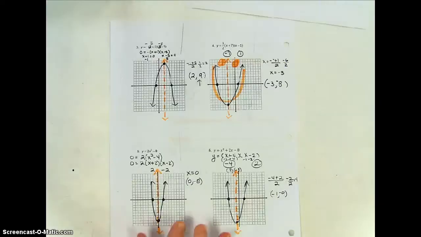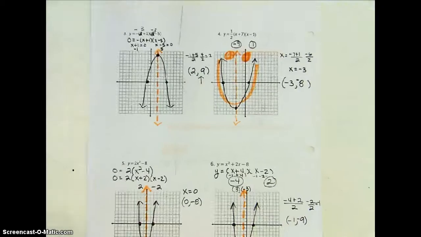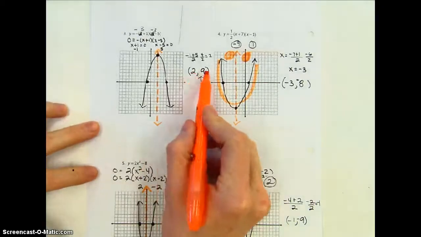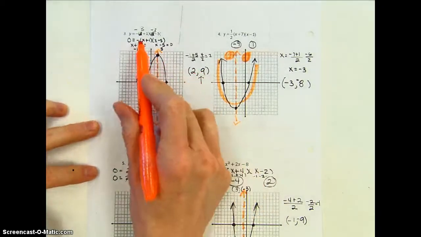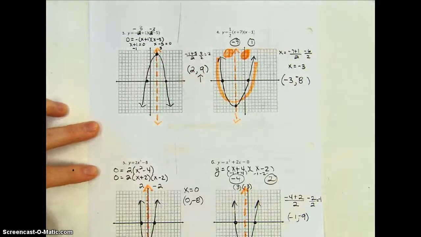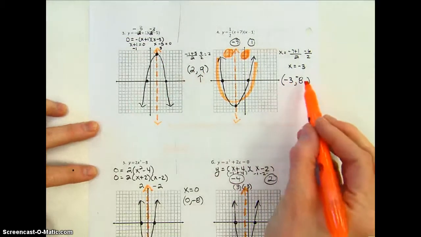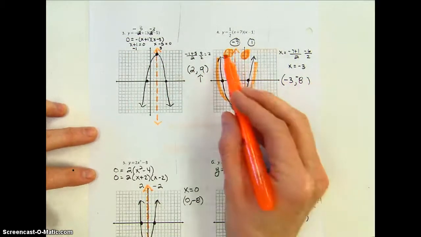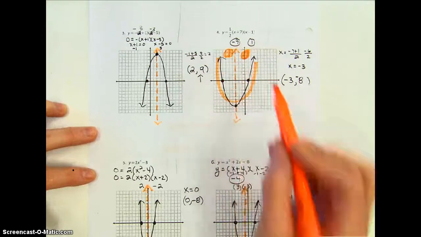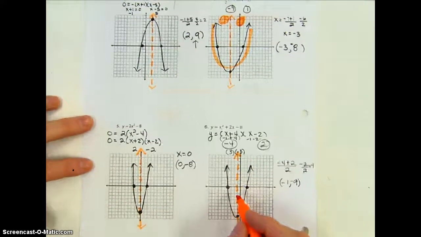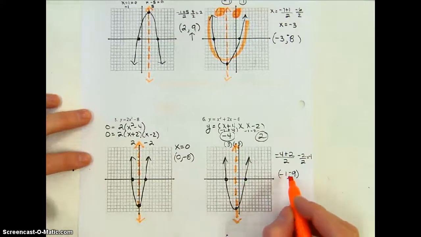Okay, now in checking number 3, make sure that you have your vertex of 2, 9. It's flipped over because of that negative. On number 4, your vertex is negative 3, negative 8. Your intercepts were negative 7 and 1. We did 5 together, and then number 6, your vertex is negative 1, negative 9.